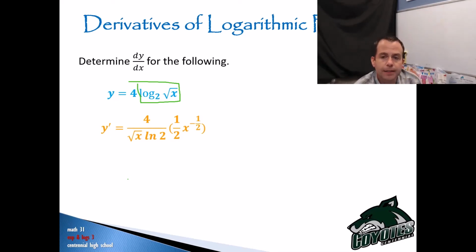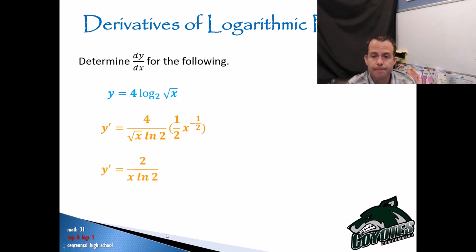Now I've got 4/2, so that's going to just be a 2 on the top. And then this guy is root x on the bottom. So on the bottom, I end up with root x times root x, which is just going to be x. So cleaned up version will be 2 over x ln 2. Okay, 2 over x ln 2.